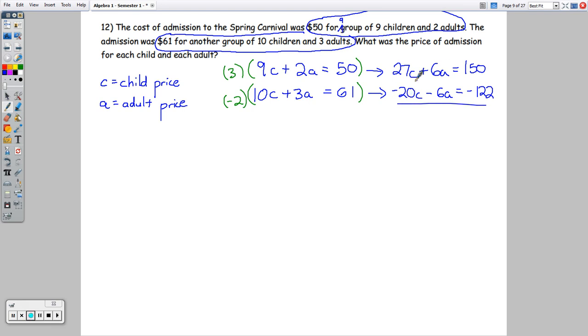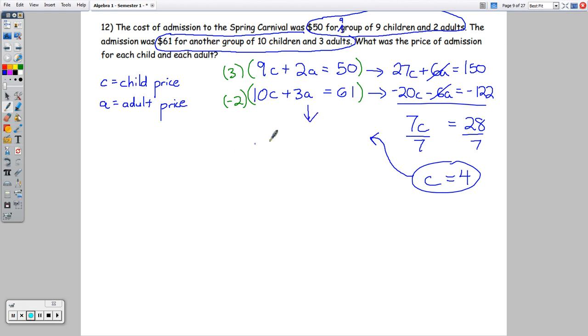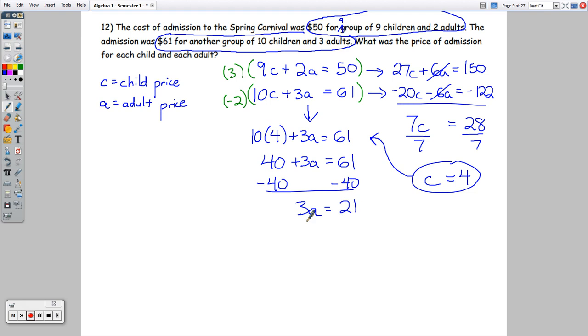Combining those two equations together, the A's cancel. You'd have 7C equals 28. Divide by 7, and you've got C equals 4. And then you can take your pick of your equations. I'll just go with the bottom one here. Plug in C as 4 and figure out what A equals. So this would be 40 plus 3A equals 61. Subtract 40 from both sides. That's 3A equals 21. Divide by 3, and you have A equals 7.